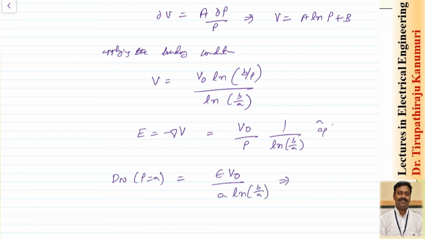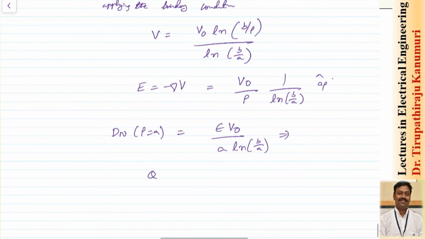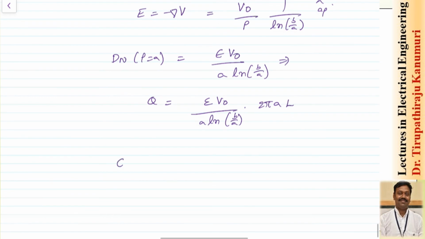So from this I can calculate my value of the charge Q. The value of Q will be equal to the D multiplied by the area. So this will be epsilon into V naught divided by A times of ln of B by A multiplied by the area at that point, which will be 2 pi into A multiplied by the length. Or from this I can calculate my value of C is equal to Q divided by V. So substituting the value of the Q divided by V, I can calculate this value as 2 pi epsilon into L divided by A into ln of B by A.